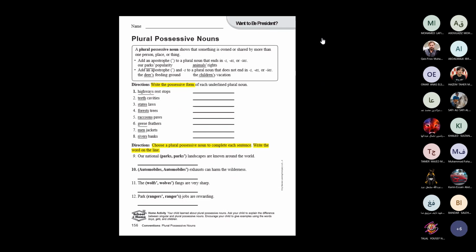Okay, so we have this page, page 156. You have 5 minutes to solve this page by yourselves. Mister, I have a question. Yes, Isad, what's your question? Send this in the WhatsApp or where? Yes, Khaled, in the WhatsApp group. So finish this page, guys, page 156.